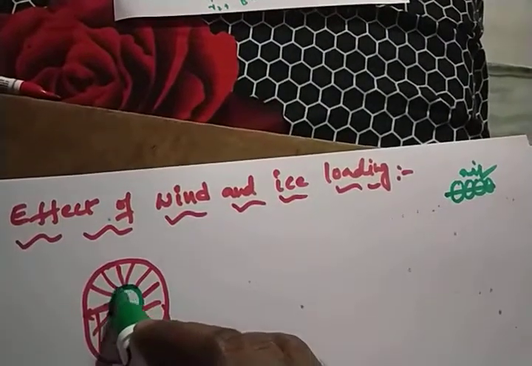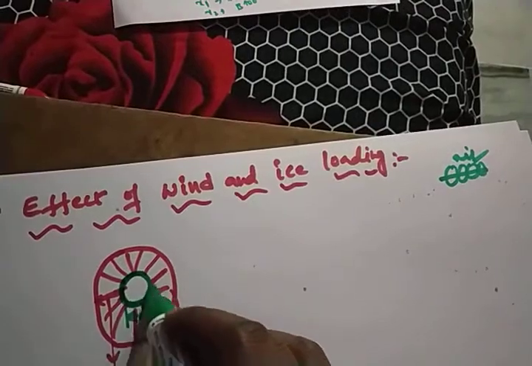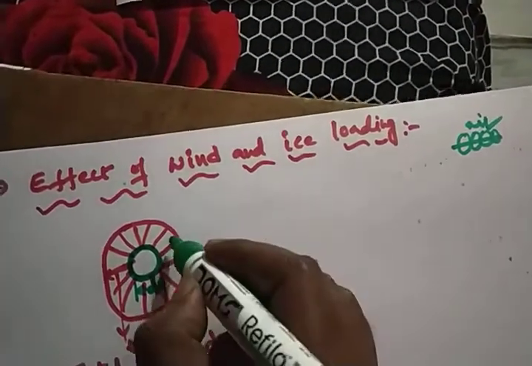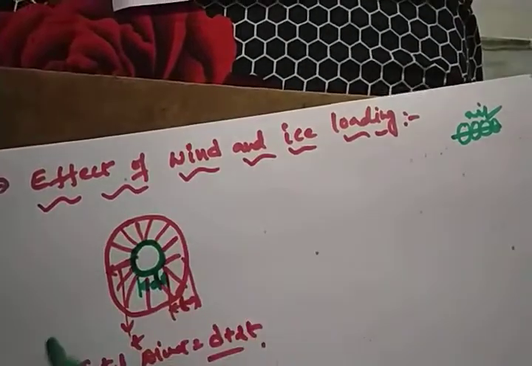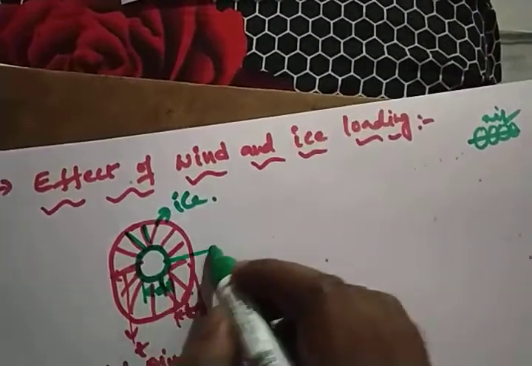So this is a conductor. It's a front view of a conductor, which has a diameter d. Right? So there will be ice surrounded by the conductor. So what is the thickness of ice? This is nothing but ice. So this is a conductor.